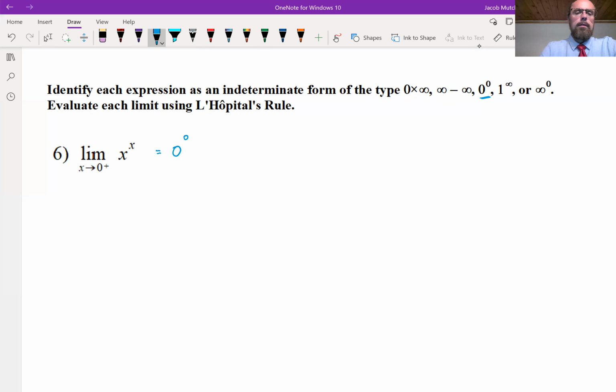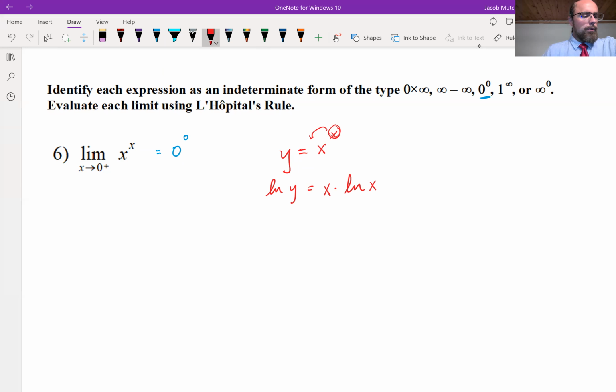So I just want to call my function here y equals x to the power of x. And I want to take the natural logarithm of both sides. So I'm going to apply natural log to y. And what that'll do on the right side is it'll take this power and bring it out front using our logarithm rule. So it becomes x times the natural logarithm of the base x.